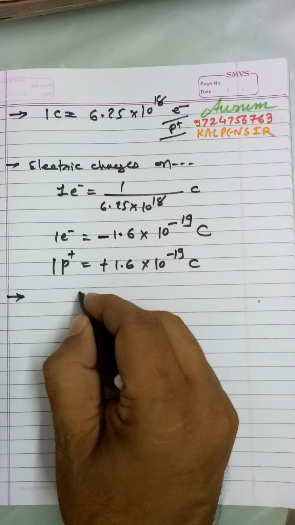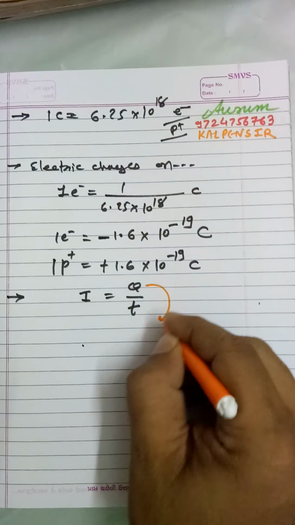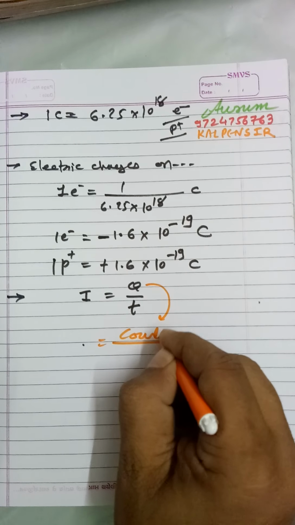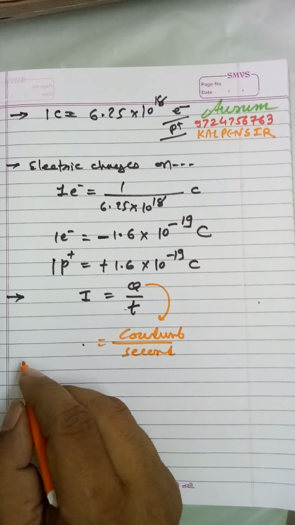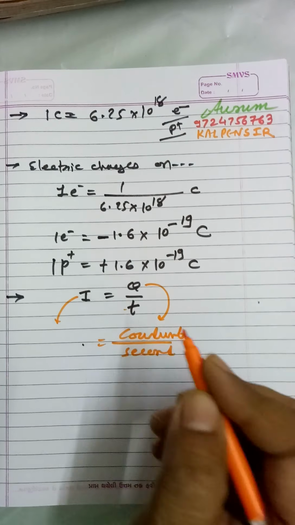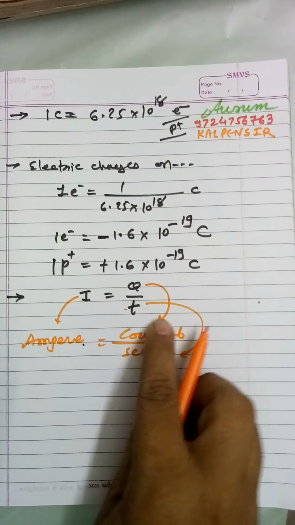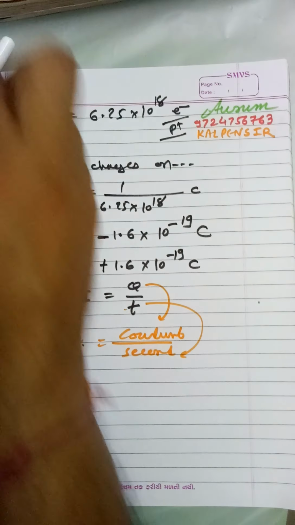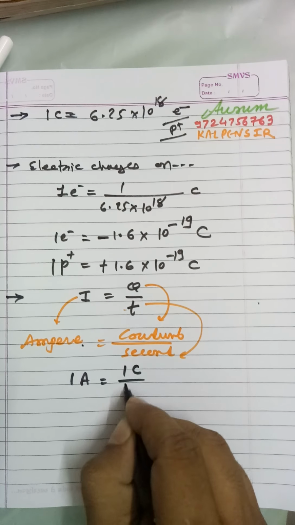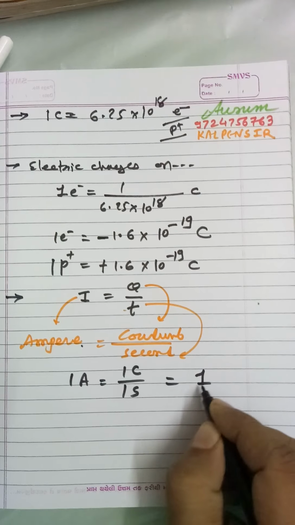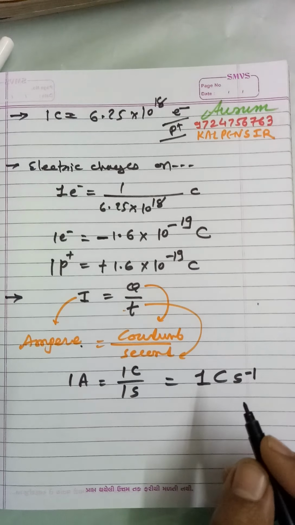I is equal to Q upon T. Q is in coulomb, time is in second, and electric current I is in ampere. So ampere is equal to coulomb upon second. So 1 ampere is equal to 1 coulomb upon 1 second, otherwise 1 coulomb per second, or 1 coulomb second inverse.